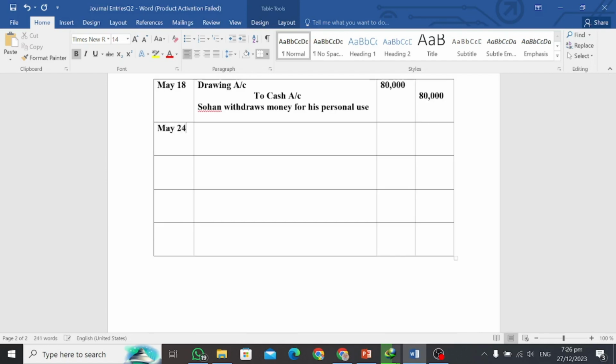On May 24, salary account to cash account. Paid salaries with rupees 25 lakh.